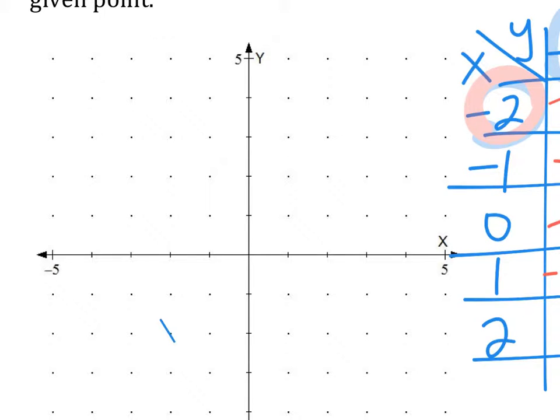Negative 2. Next, let's go down. So negative 1, negative 2. So x is negative 1, y is negative 2. It looks like negative 3, so a little bit less steep. Okay, this is all approximate, and it doesn't have to be perfect, okay? So don't go crazy trying to make it negative 3.